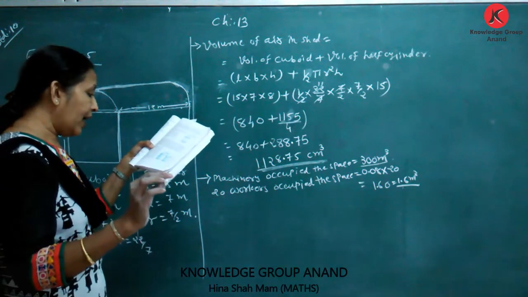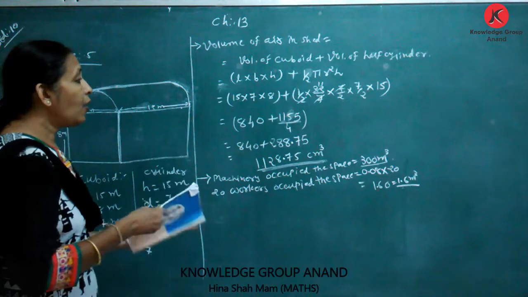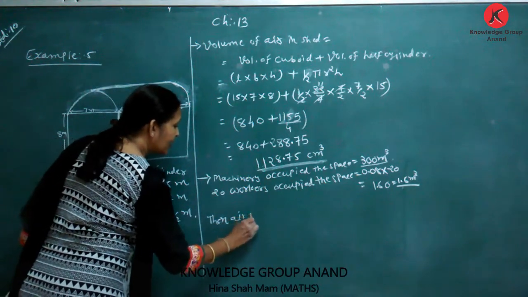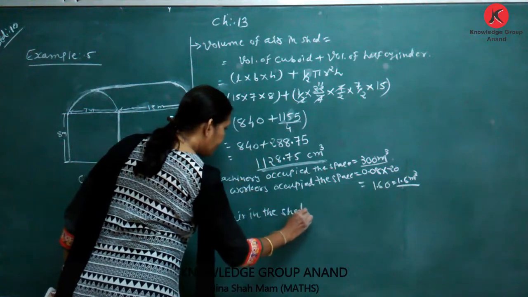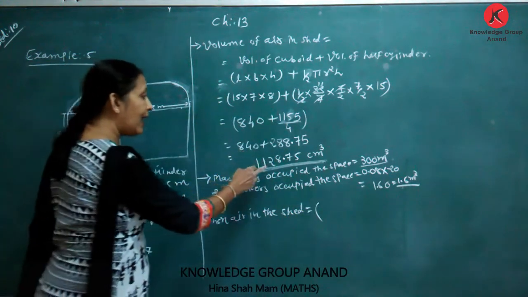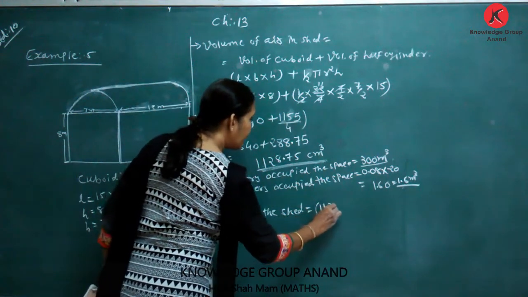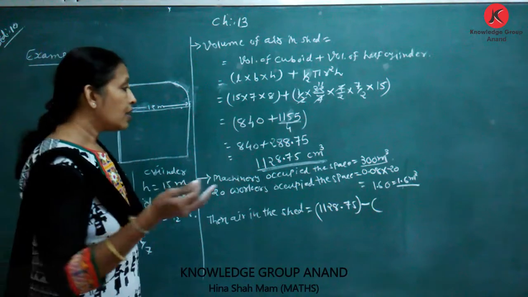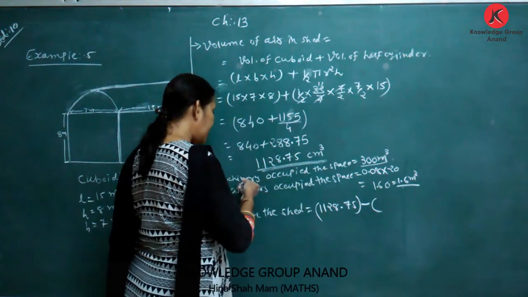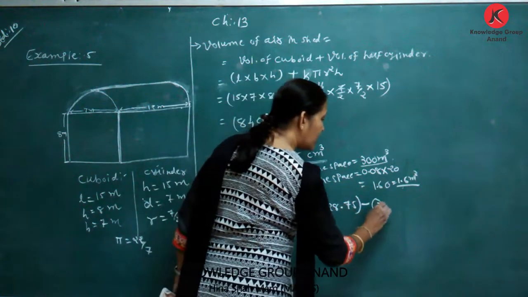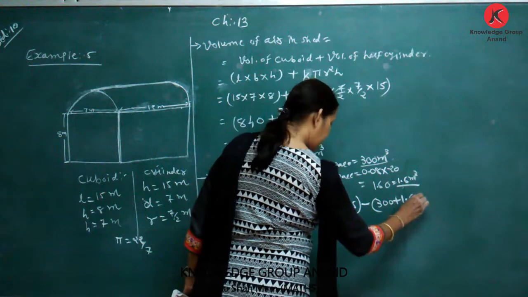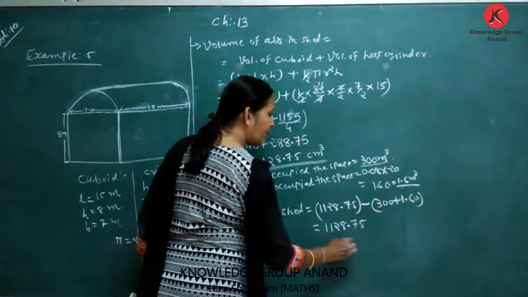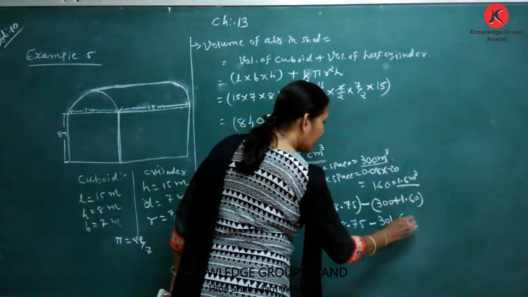Then, how much air is in the shade? Air in the shade without machinery and workers is equal to 1128.75 minus the space occupied by machinery and workers, which is equal to 300 plus 1.60 meter cube, so 1128.75 minus 301.60.